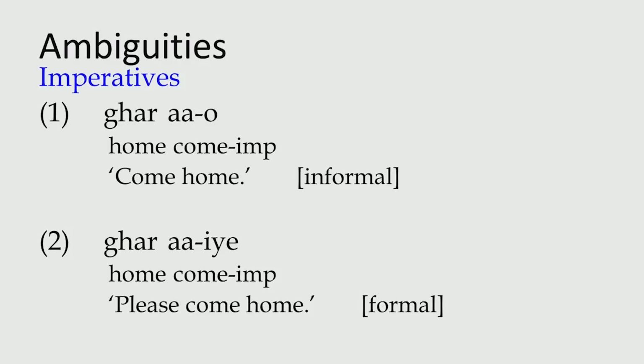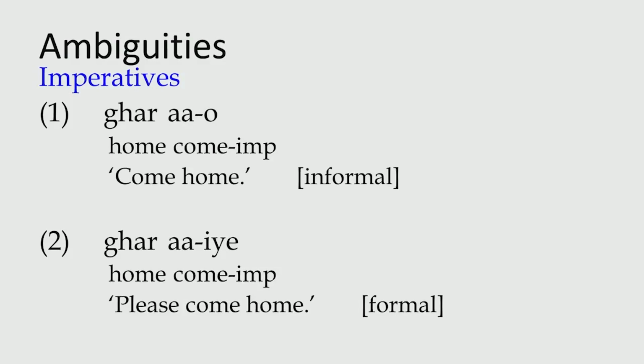These sentences are full sentences. They fulfill all the requirements of sentences that you have seen before, and we will look at the ambiguity part of this in a moment. So, the two examples that you see on your screen, ghar aao and ghar aiye.